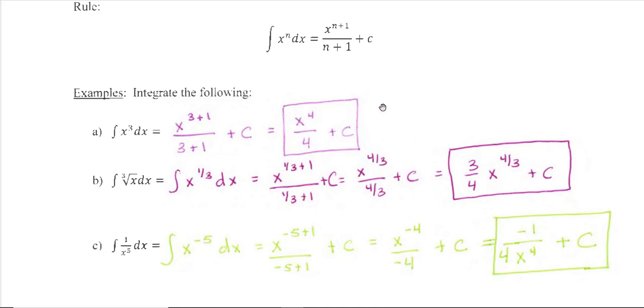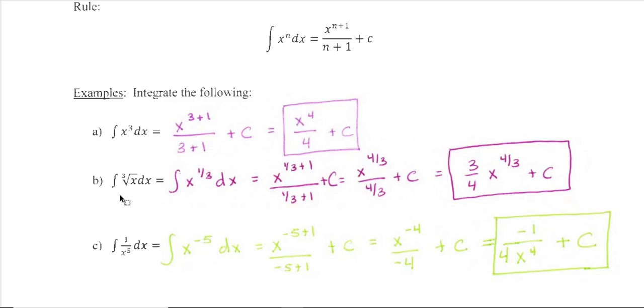You can always check that you integrated correctly by taking its derivative. If you take the derivative of x to the 4th over 4, that over 4 right here is a coefficient. You can just leave it there. The derivative of x to the 4th is 4x cubed. The 4's would cancel, and you'd be left with x cubed plus the derivative of a constant, which is 0. So you do get that integrand right there. So you did integrate correctly.